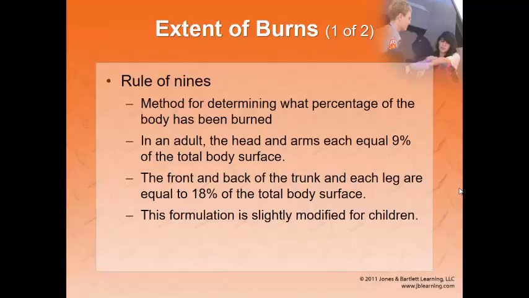We look at the extent of burns, the body surface area affected by burns, as a rule of 9. And it's just a method for determining percentage of the body that has been burned. So in the adult, the head and the arms equal 9%, whole thing. But the front and back of the trunk, as well as each leg, is 18%.